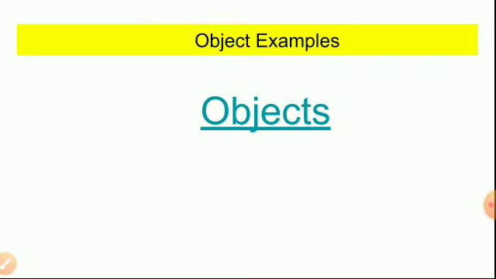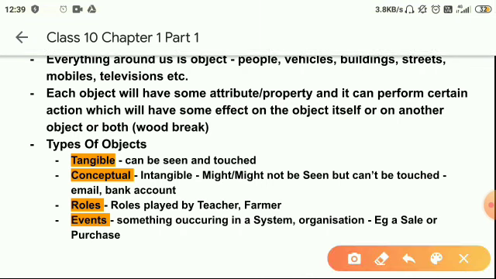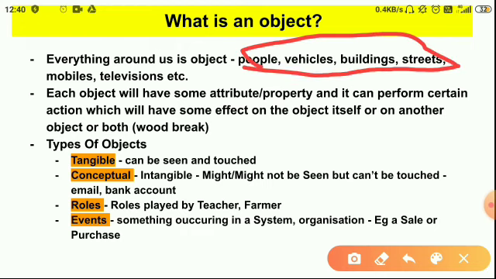Like in the previous slide, we saw the examples of people, vehicles, buildings, isn't it? So see, people, vehicles, buildings, streets, mobiles, televisions. These were some of the examples. Now let's dive deeper into these examples, and let's find out what attributes and what actions these objects can perform.